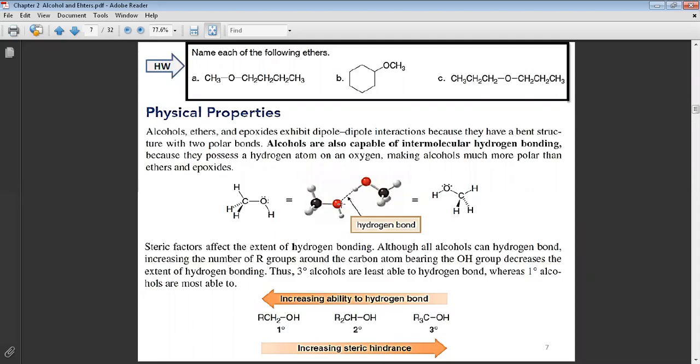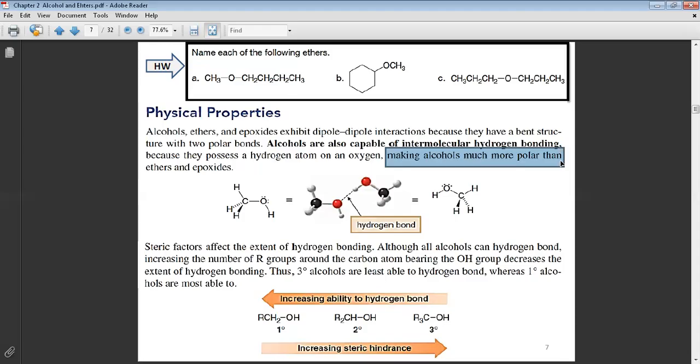That means for the ether, we have dipole interaction, but for alcohol, we have dipole and we have hydrogen bond. Because they possess a hydrogen atom on the oxygen, this makes alcohol much more polar than ether and epoxide. Don't look at the epoxide, you can remove it. That means making alcohol much more polar than ether.